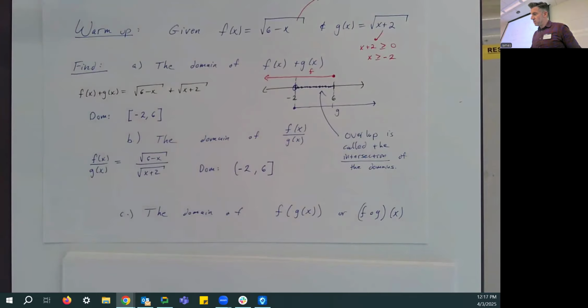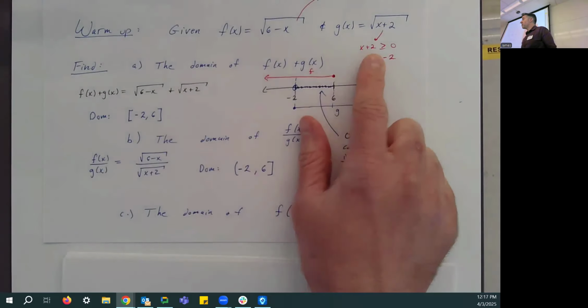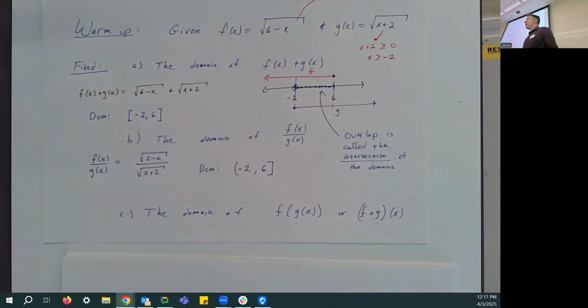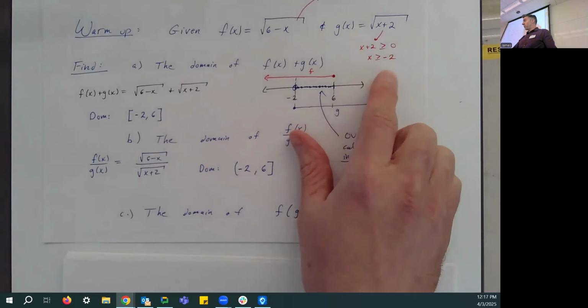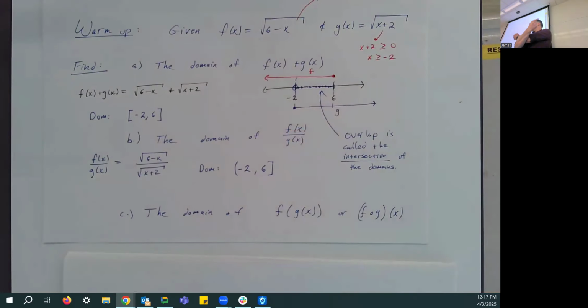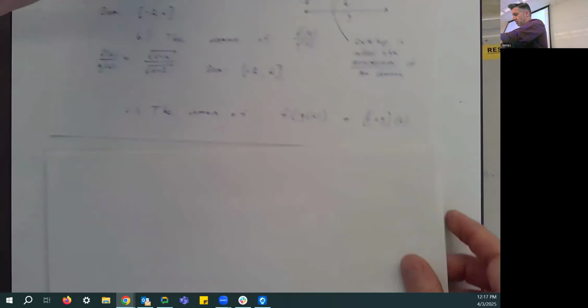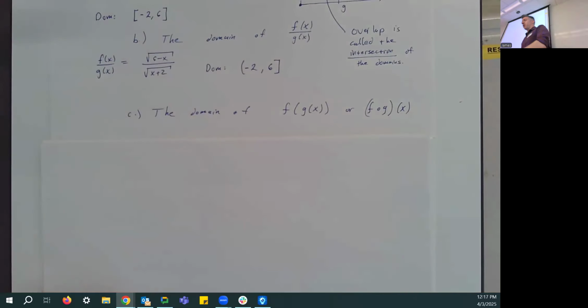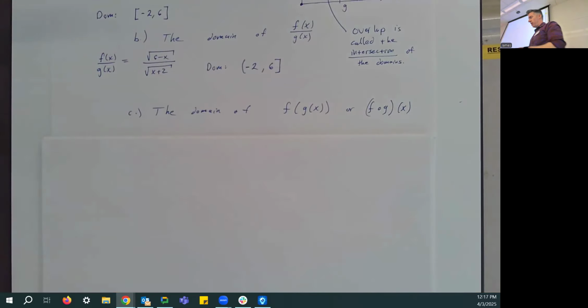X plus 2 is greater than or equal to 0. Don't you have to change this? I don't have to change the sign unless I'm multiplying both sides or dividing both sides by a negative number. To do this, all I did was subtract 2 from both sides, and that doesn't require me to change the direction of the inequality. There's actually one other thing there too, but I'll say that for later. It's not important right now.